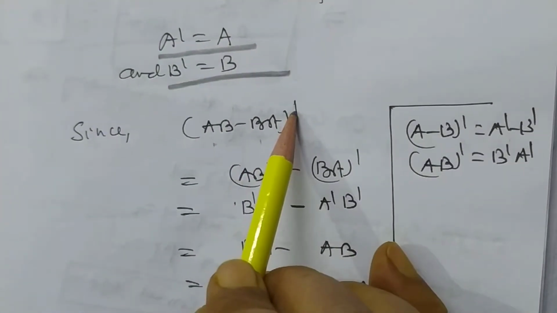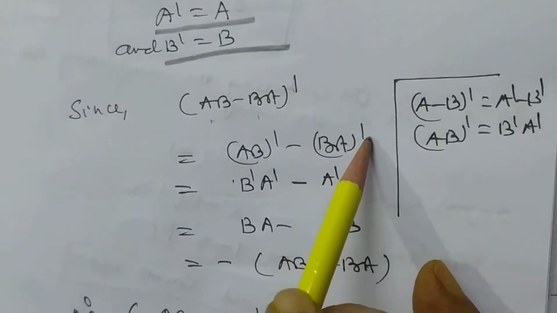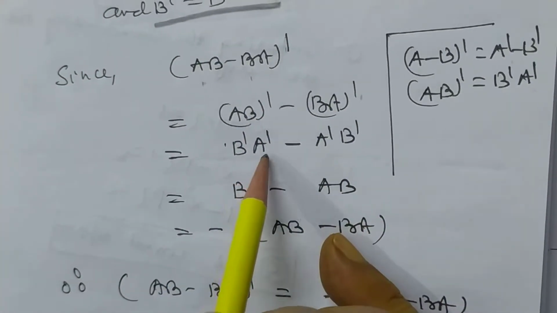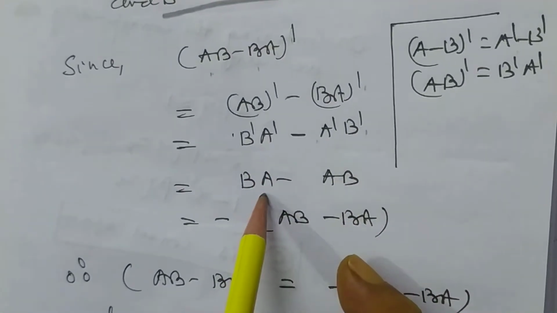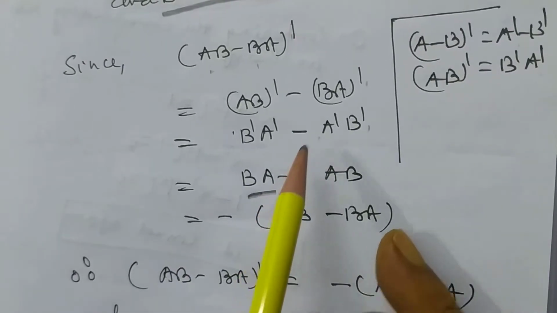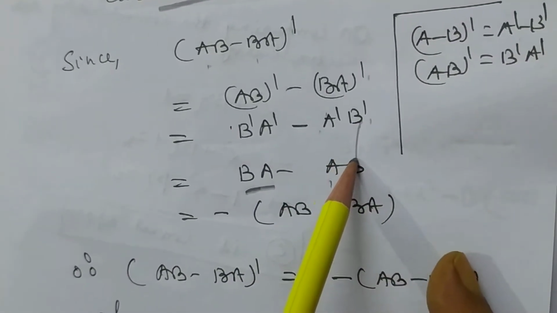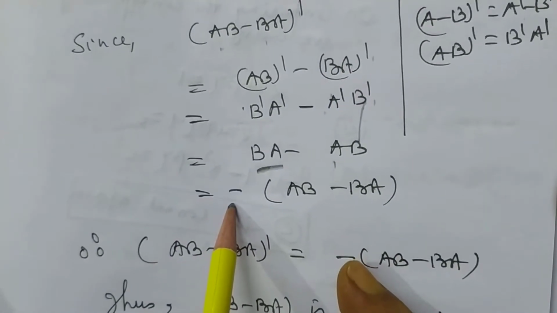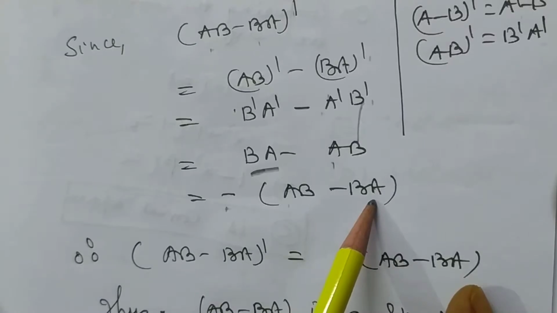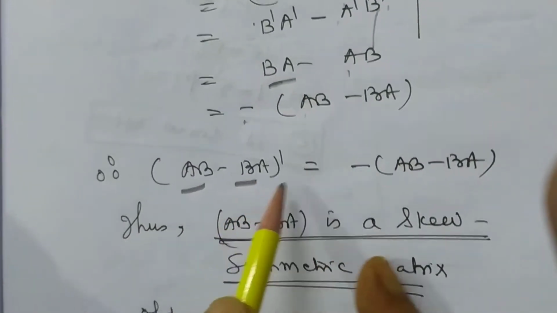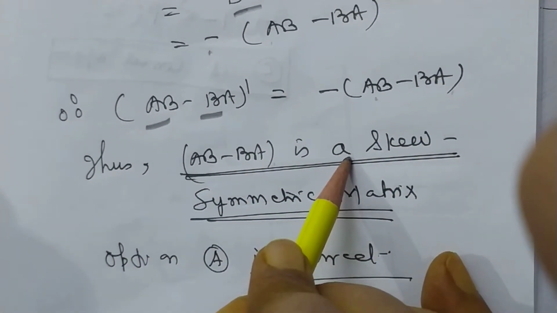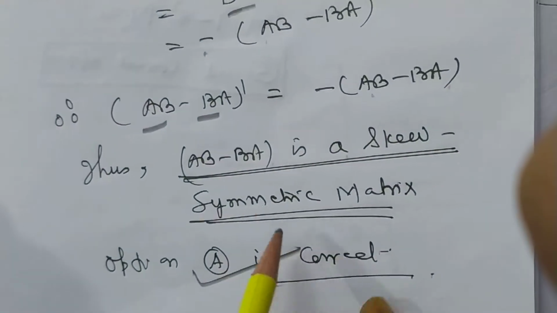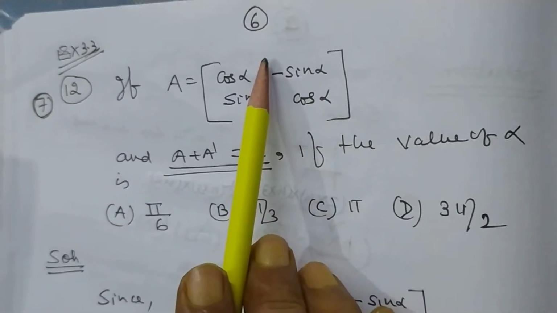Now, (AB minus BA) dash is equal to (AB) dash minus (BA) dash. And it will be B dash A dash minus A dash B dash. But what is given? A dash is equal to A, B dash is equal to B. So that is BA minus AB. And if you take common, it will be minus (AB minus BA). So transpose of AB minus BA is equal to minus (AB minus BA). Thus AB minus BA is a skew symmetric matrix. So A is correct answer. Now see problem number 7.